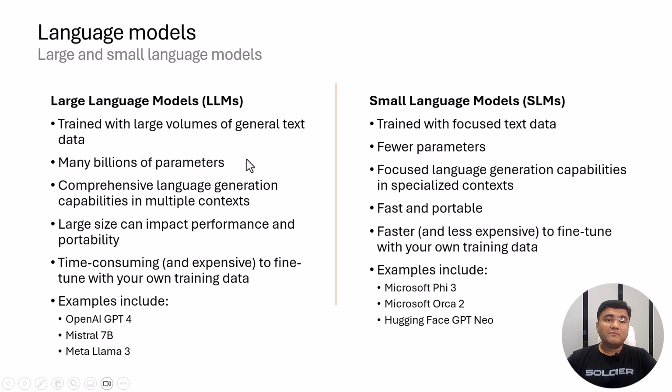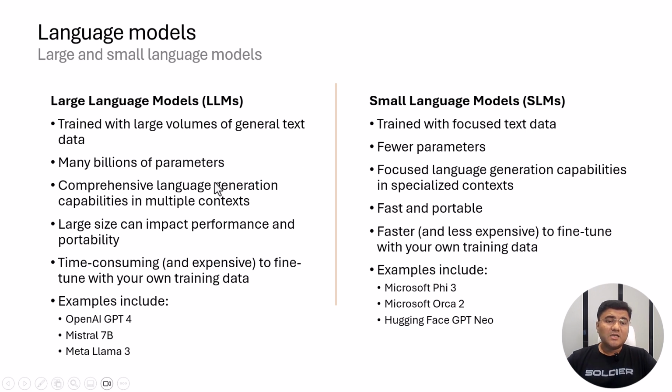Some examples of large language models are GPT-4. GPT-4 is one of the largest language models, with 1.7 trillion parameters on which it got trained. On the other hand, if you go with Microsoft Phi-3, Microsoft Phi-4, or Hugging Face GPT-Neo, these are small language models which are created with a small amount of data, but mostly focus on one specialized context only. Basically, small language models are just going to be focusing on the specialized context, and their generation capabilities are limited to that context only.